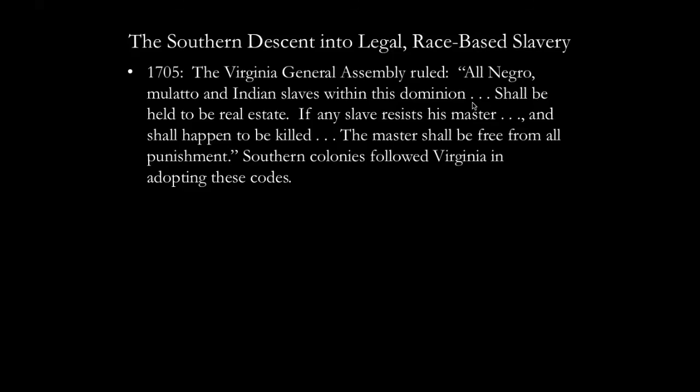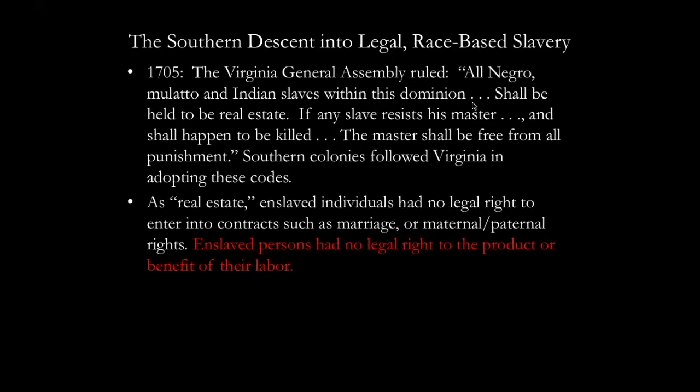This real estate, with that designation legally, enslaved individuals had no legal right to enter into contracts such as marriage or any kind of maternal or paternal benefits. The children born to a person designated as real estate belong to the bondholder. This is different than in the North, where people don't become property.